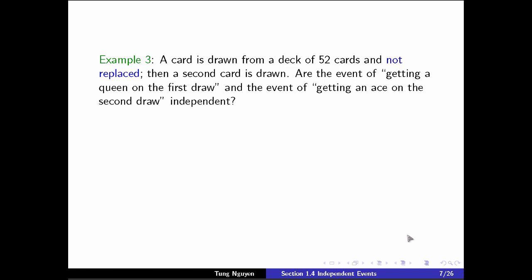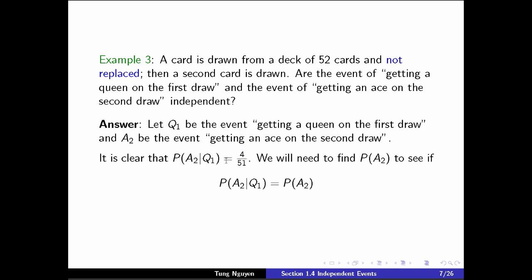And still the same question. Are the event of getting a queen on the first draw and the event of getting an ace on the second draw independent? So everything is quite similar, except we have to make some adjustments along the way. So still call Q1 the event of getting a queen on the first draw, A2 the event of getting an ace on the second draw. Then it is clear that we have this condition on probability.